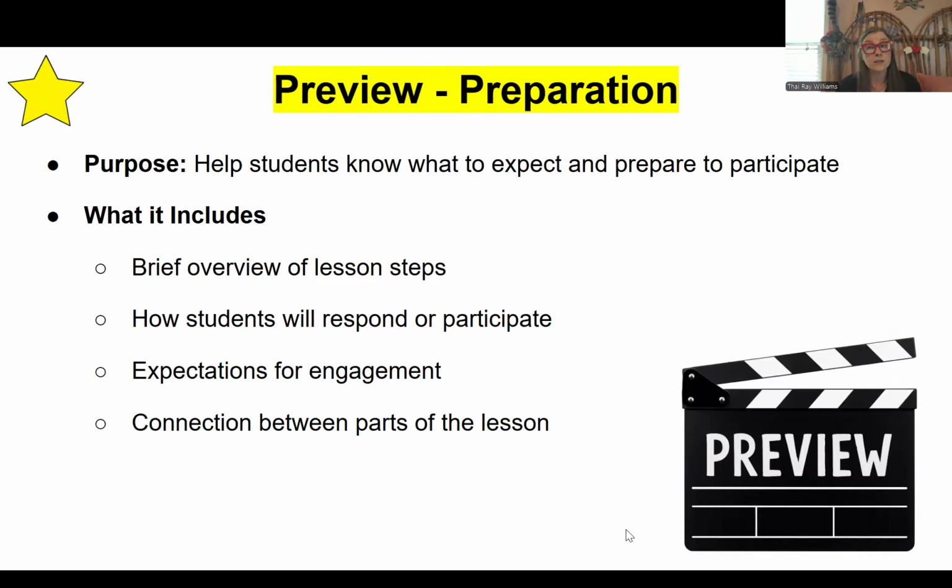We are going to set it. This is what it's going to look like. This is what I expect of you. Students do so much better when you do this ahead of time, when they can anticipate and they know what the expectations are. And then you want to make connections between the different parts of your lesson.